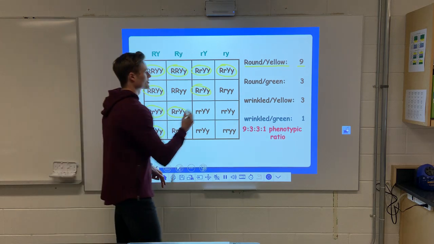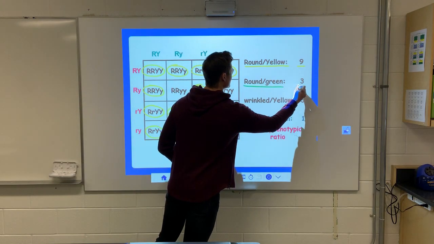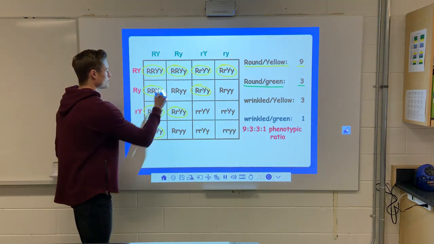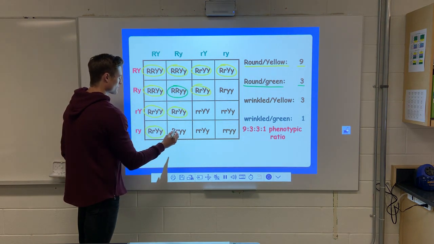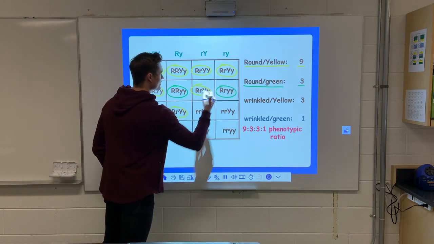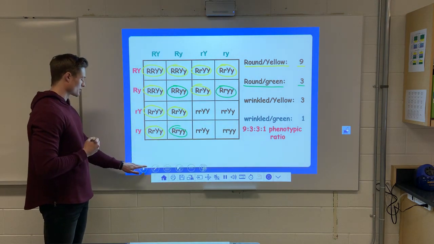Okay, what about round and green? Let's take a look at round and green here. There should be 3 individuals that are round and green. So we need at least 1 big R and 2 little y's. There's 1, there's 2, and there's 3. There are 3 round and green individuals.